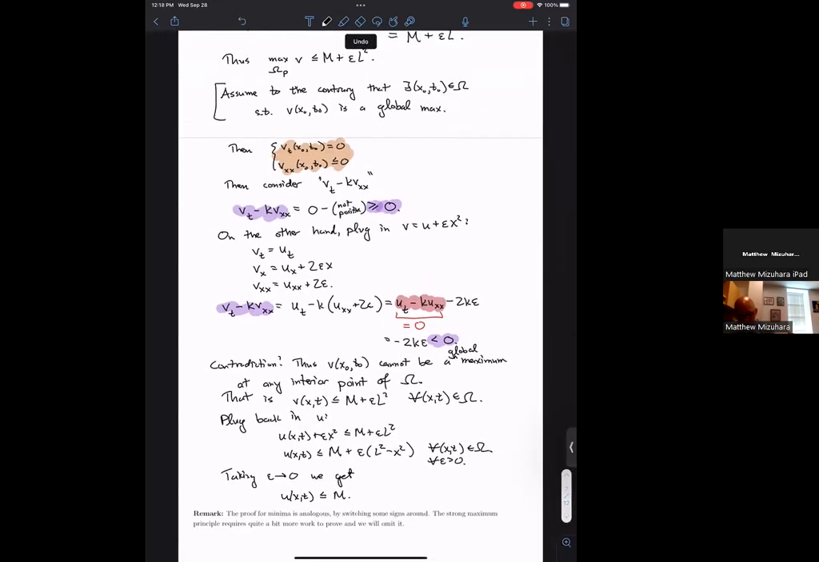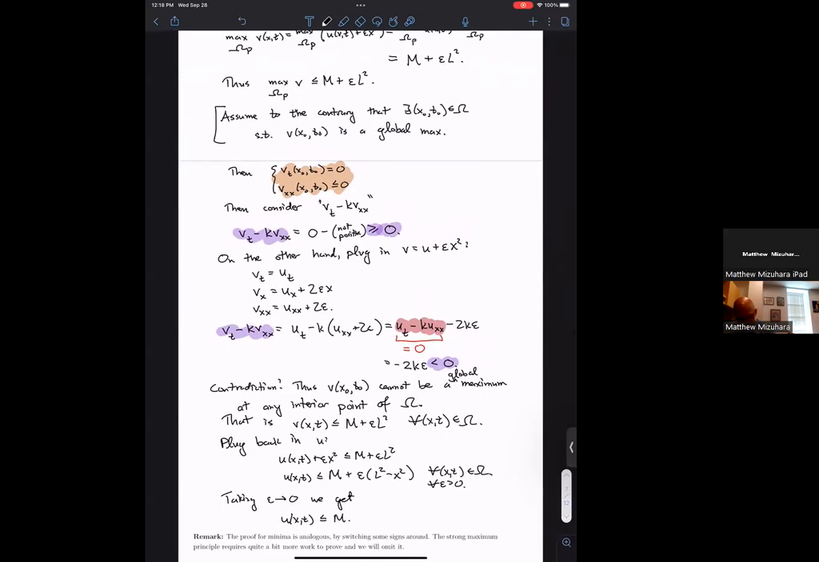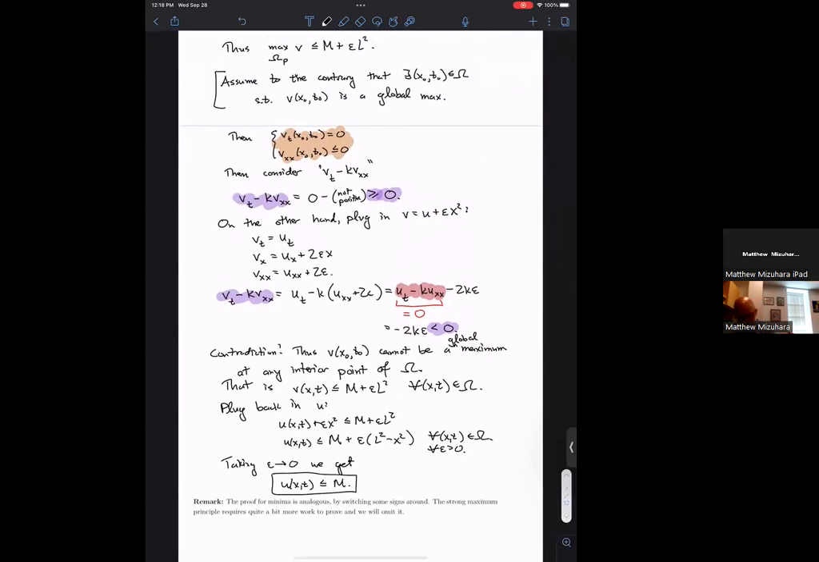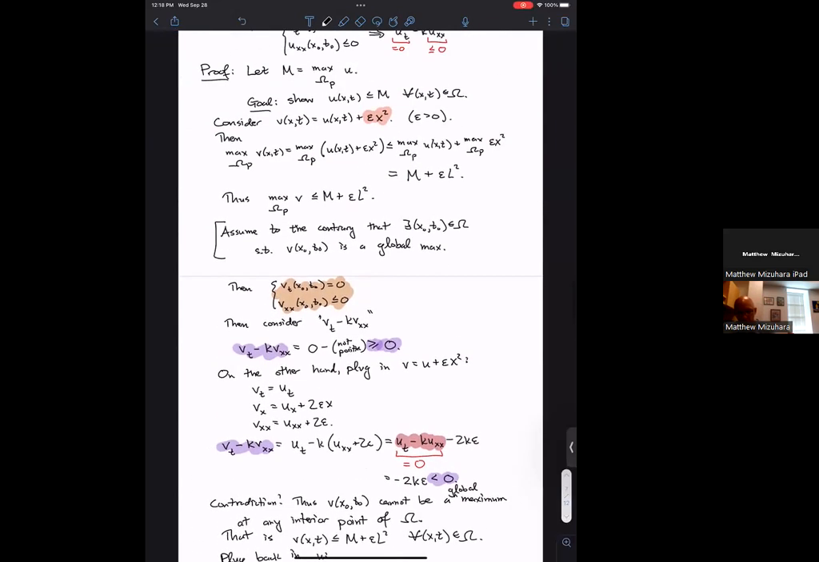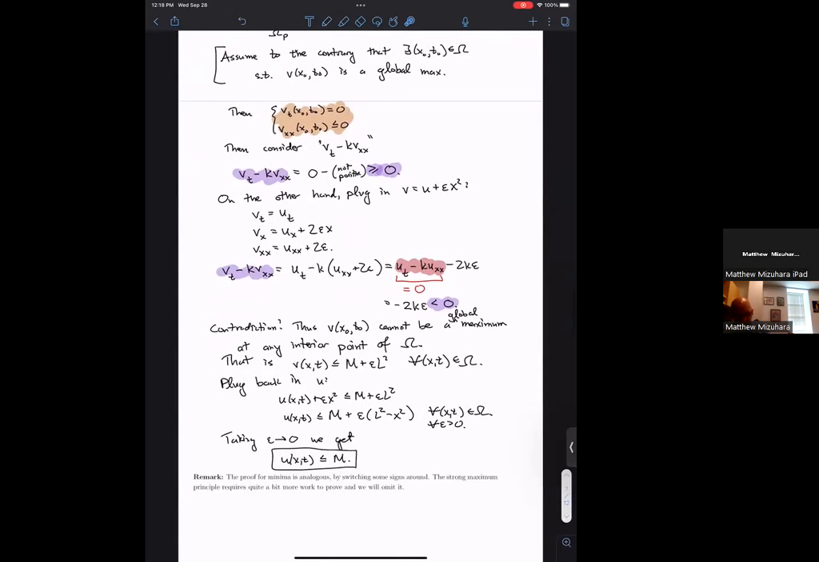But that is exactly what I hoped to show. If you go back to the very beginning, we had said that m was the maximum of u on the parabolic boundary. Our goal was to prove that u was less than or equal to m for all points in the domain. And that's finally what we concluded at the end. Thus, we are done.